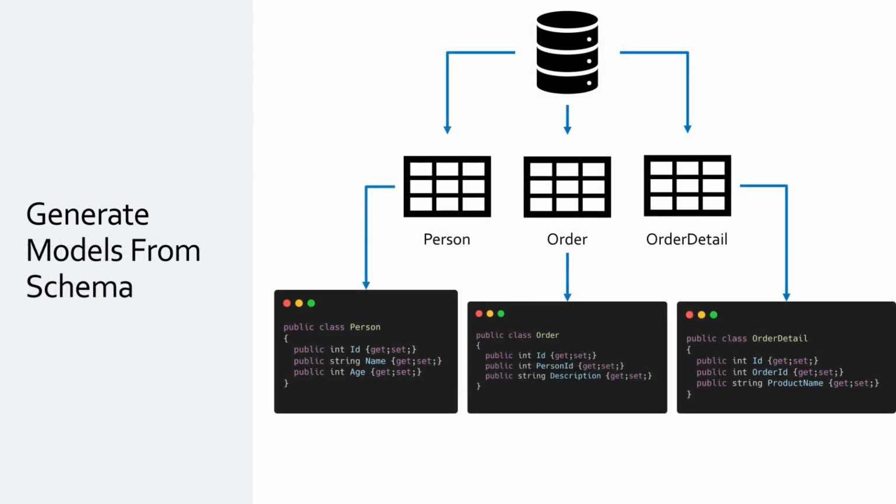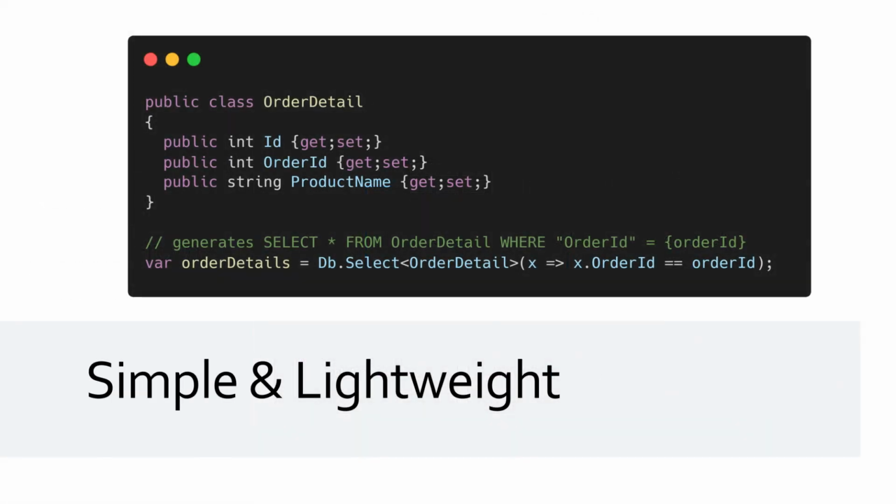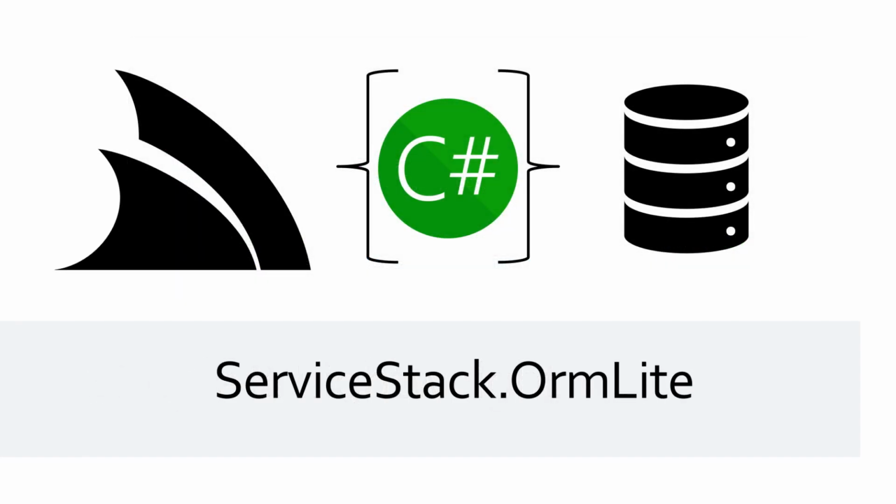OrmLite also supports a database-first model where you can reverse engineer your plain old CLR object classes from an existing database schema. OrmLite's key design philosophy is simplicity and minimalism, and this is reflected in its clean API and straightforward usage. It's designed to be fast, easy to use, and most importantly, unobtrusive. It works with your POCOs or plain old CLR object classes without any requirements for base classes or attribute decorations, although they can be used to configure your models further.